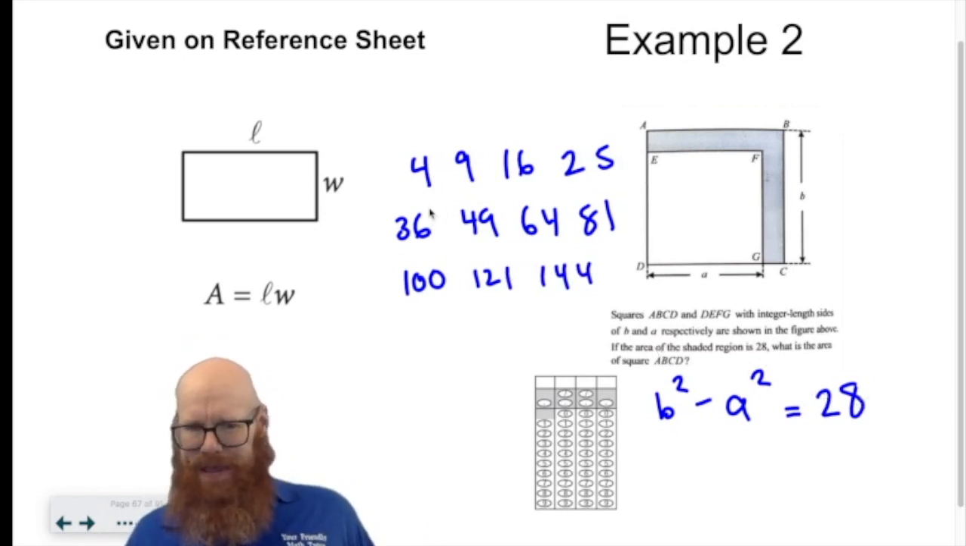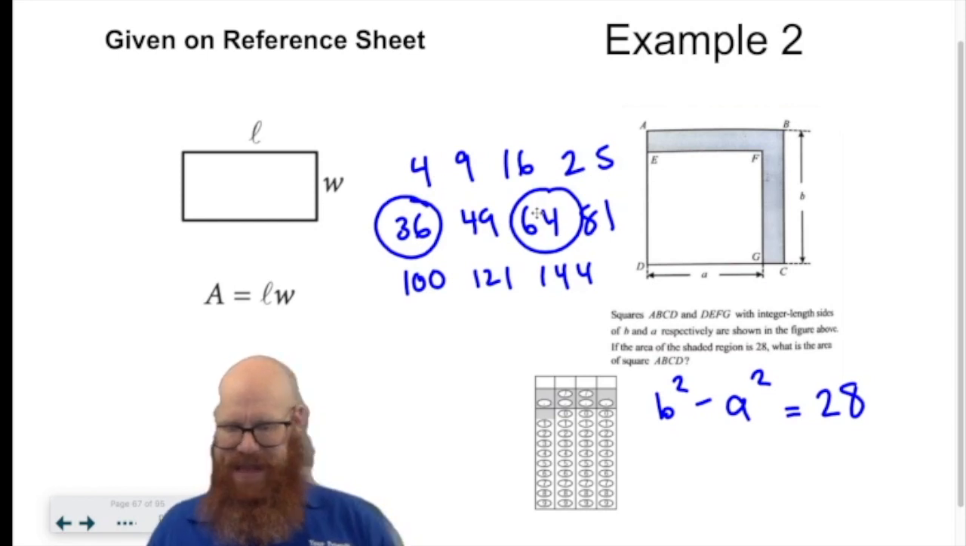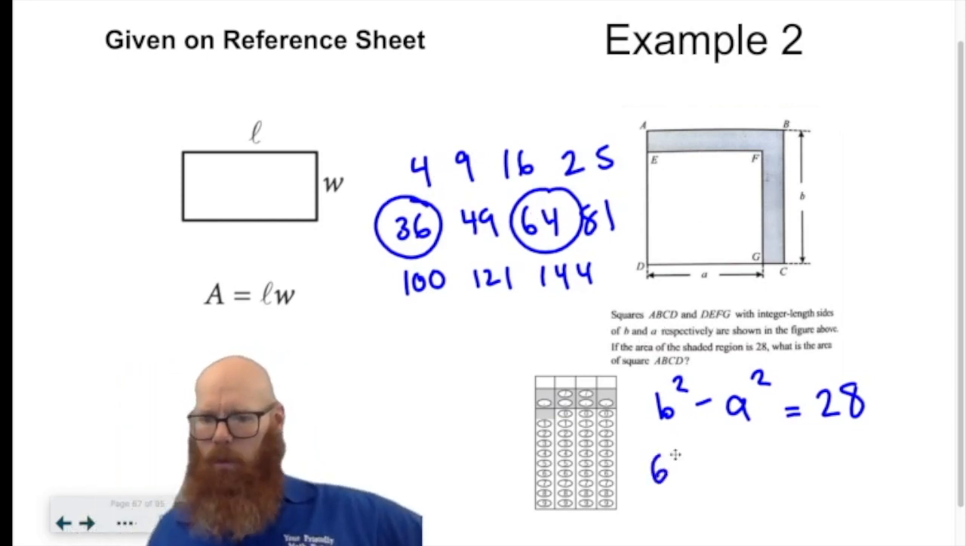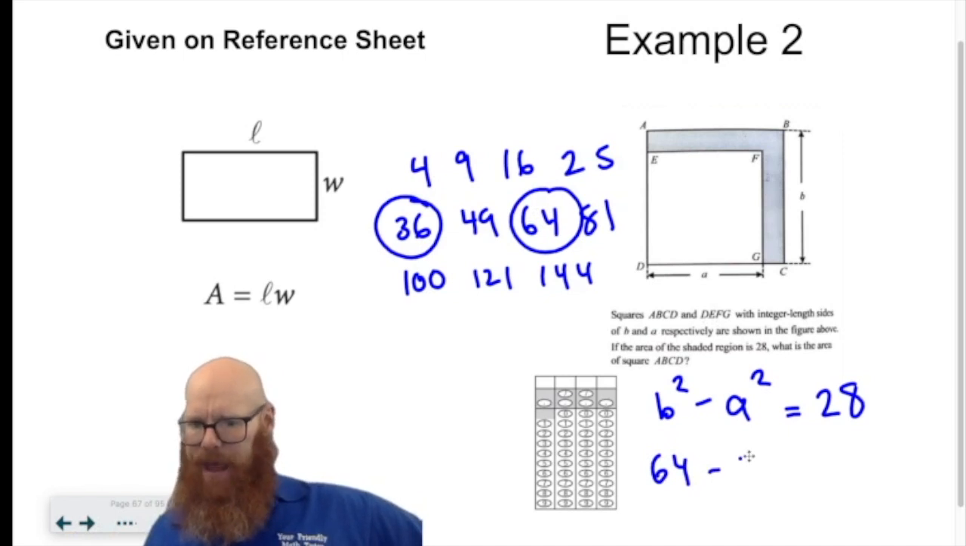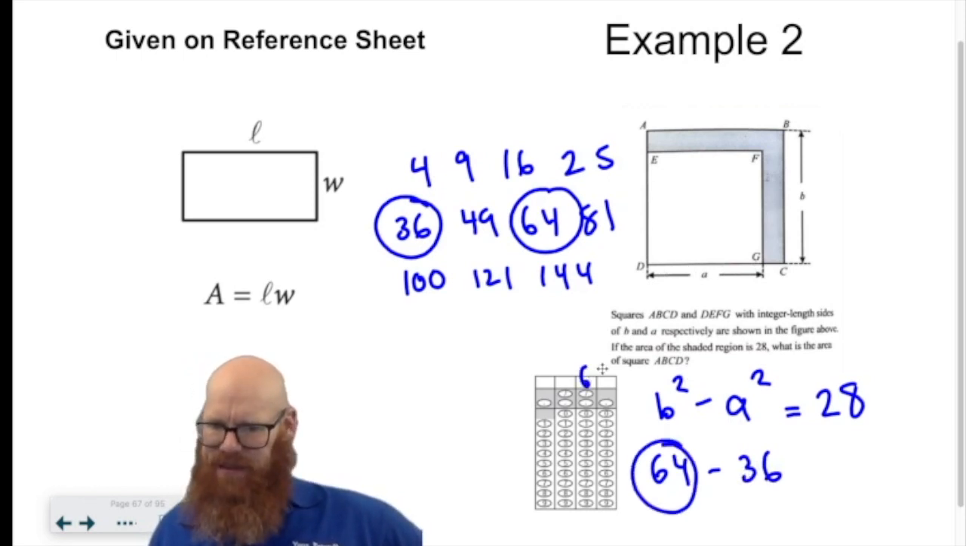So I believe that is going to be 36 and 64. So 64 minus 36 is 28, which means that the area of the bigger one would be 64 and the area of the smaller one would be 36. And they want the area of square ABCD, which is the bigger one. So the answer is 64.